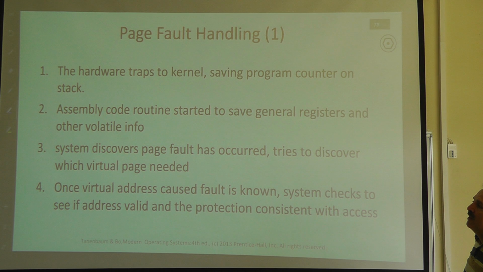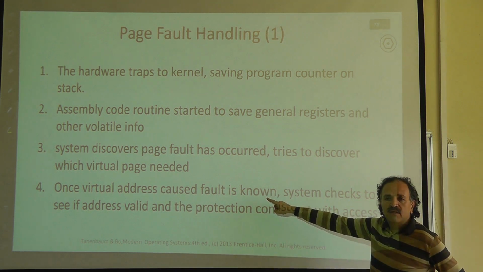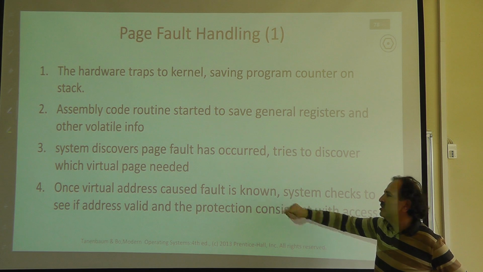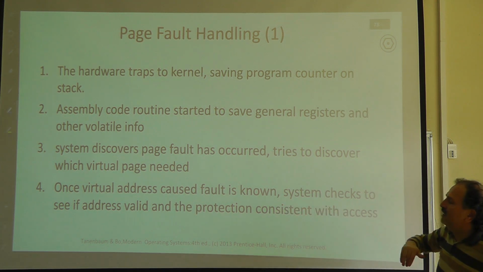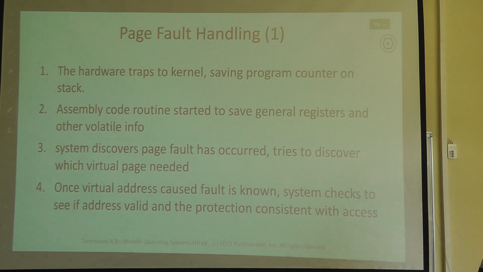Okay, so after number 3, we come to number 4. Once the virtual address called fault is known, I know where my instructions are trying to reach in the memory. I check if that address is a valid address or not. If it's not a valid address, that means the program is trying to access some crazy space, then I need to terminate that process because it is doing a segmentation fault. So a page fault becomes a segmentation fault if the memory it is trying to reach is out of my address space.